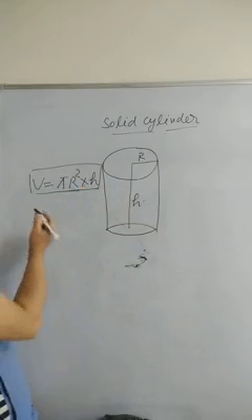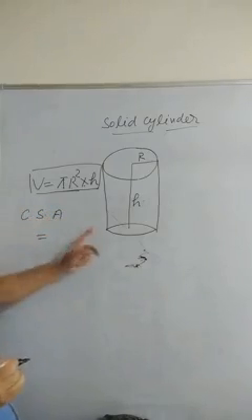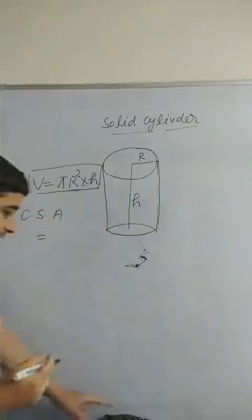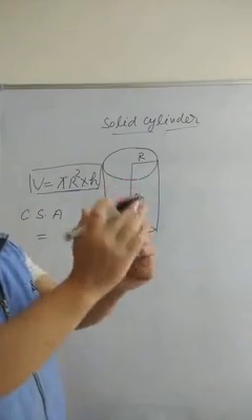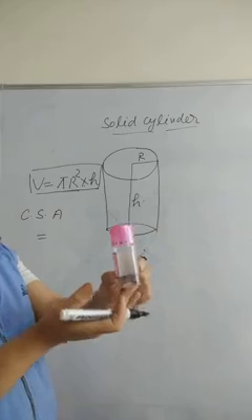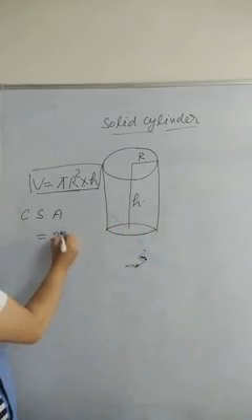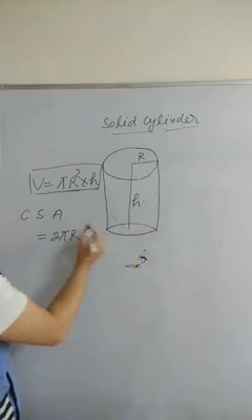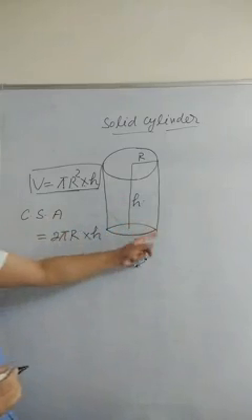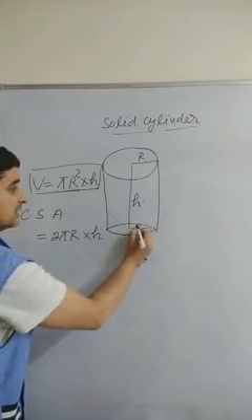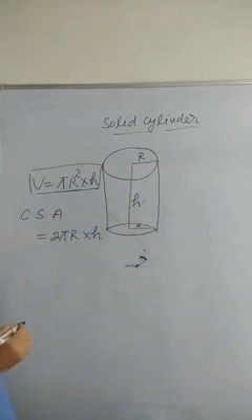Now come to the curved surface area of the cylinder. The curved surface area of the cylinder is the curved surface, this part, excluding the top and the bottom. This is called curved surface area. Its formula is 2 pi r, that is the circumference of the base, into height. The radius will be the same as r, into whatever the height is. This will give you the curved surface area of a cylinder.